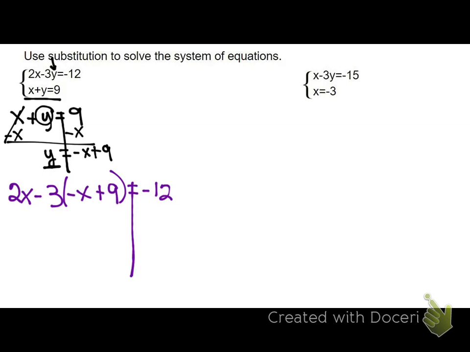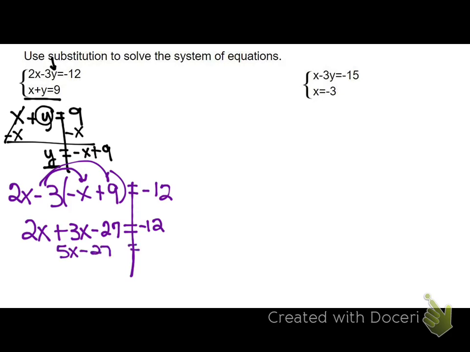Okay? Josh, what do I do from this point? Okay, go ahead and do that for me. 2x plus 3x. And then plus 27. Positive times a negative. There you go. All right, Maddie, now what? Equals. Combine my terms, you get 5x minus 27 equals negative 12.